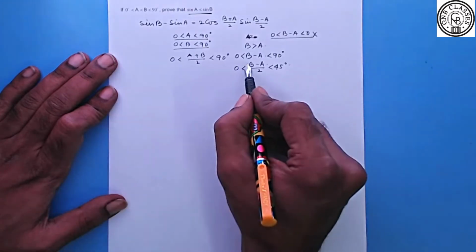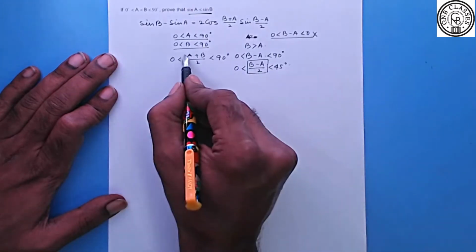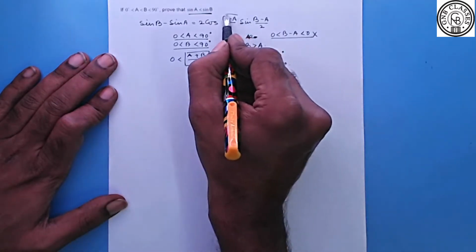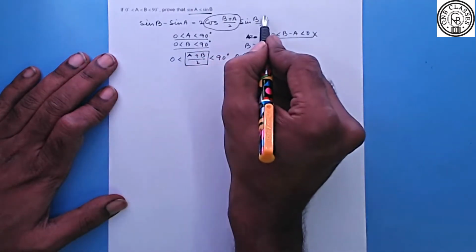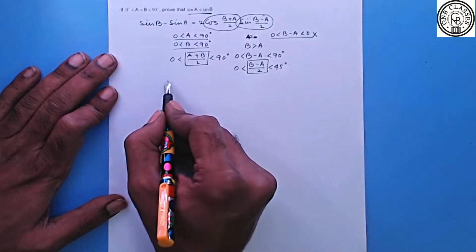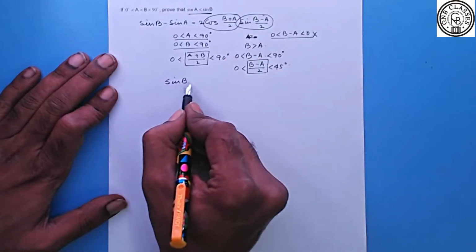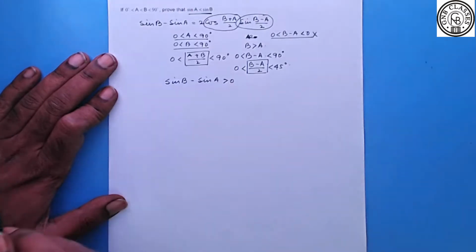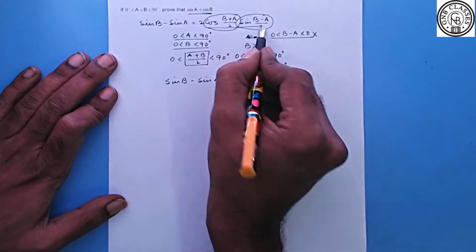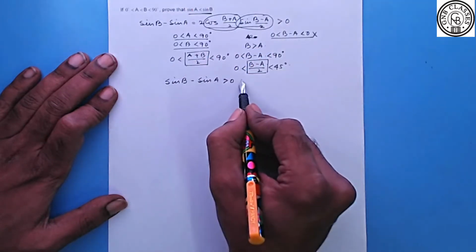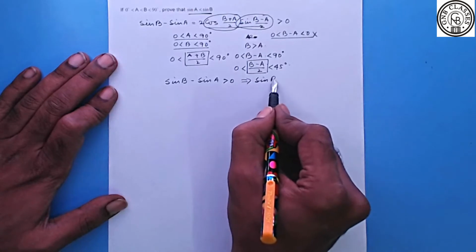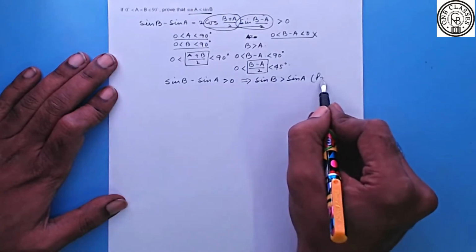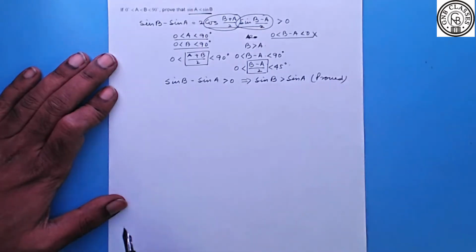Is it clear? So both this angle and this angle, they are in the first quadrant. Therefore, cos of this angle is positive, sine of this angle is positive, which says that sine B minus sine A is greater than 0. Yes, because both are positive, so this is greater than 0. So from here we can say sine B is greater than sine A. Proved.